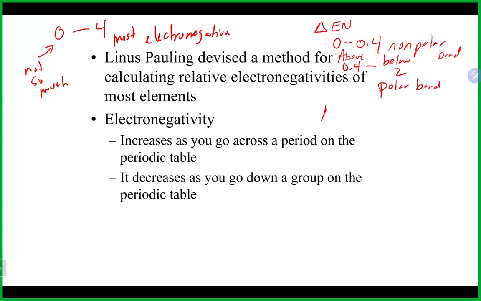If you're above 2, typically you will have some type of ionic bond. So basically 0 to 0.4 is nonpolar, equal sharing of electrons. 0.5 to less than 2 is a polar bond, unequal sharing of electrons. And above 2 will be an ionic bond. The ionic bond is not perfect above 2. There are differences where it's less than 2, but it's still an ionic bond.